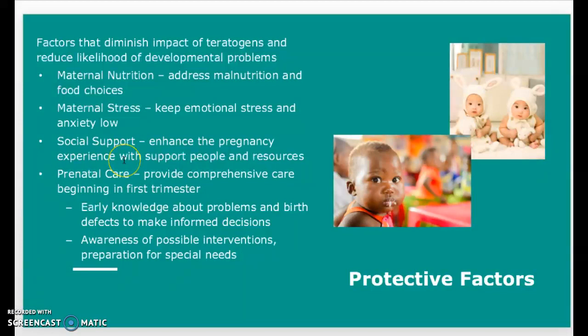Okay. There are, however, protective factors. And so it's not all bad news, right? So we know that there are all these things that can influence our unborn children, but we also know that there are lots of things that mothers can do to prepare and to take care of their unborn child.